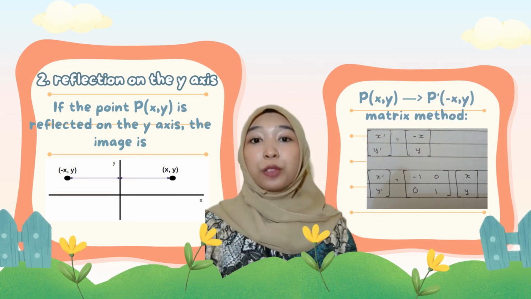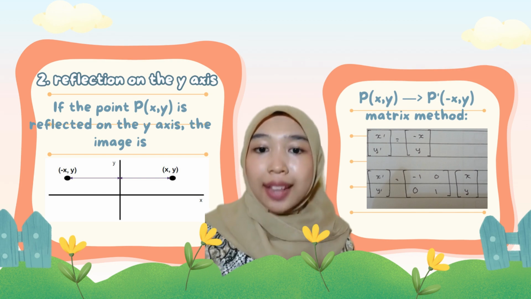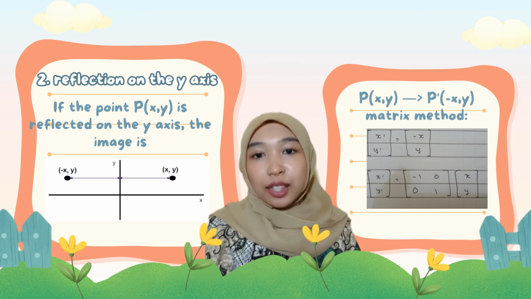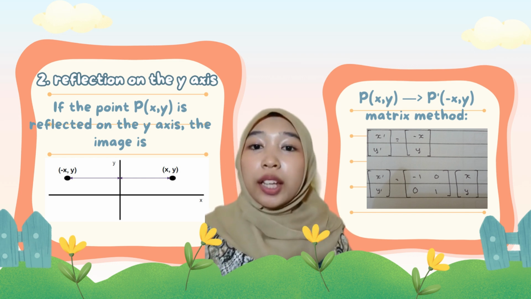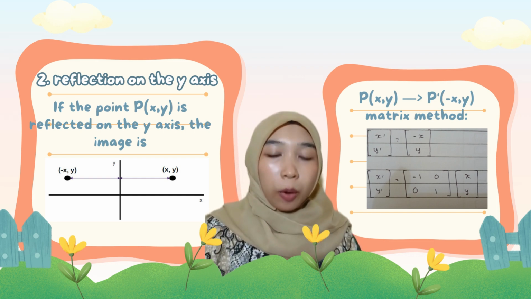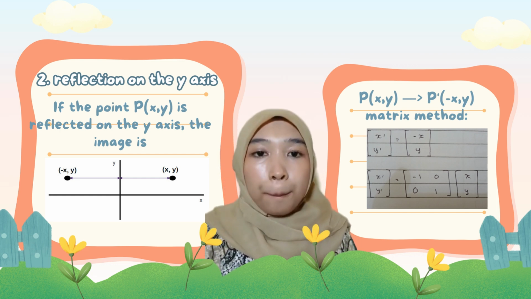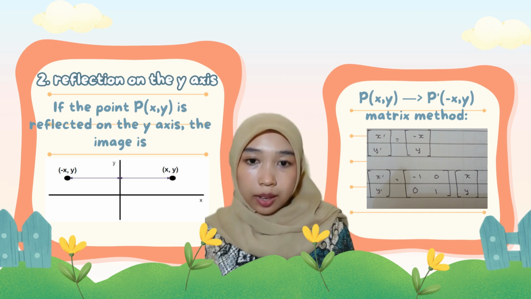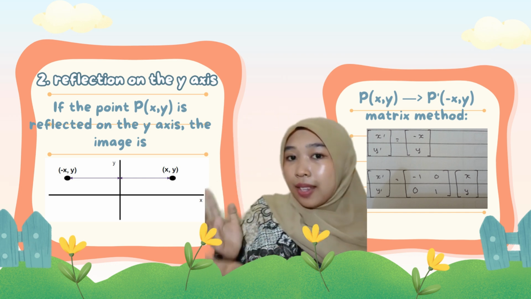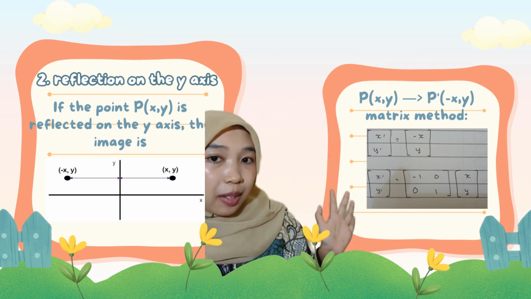Next, second is reflection on the y-axis. When a point is reflected across the y-axis, the y-coordinate remains the same, but the x-coordinate is transformed into its opposite sign. Therefore, the reflection of the point (x, y) across the y-axis is (minus x, y). The image for reflection on the y-axis is like this, and this is the transformation matrix.